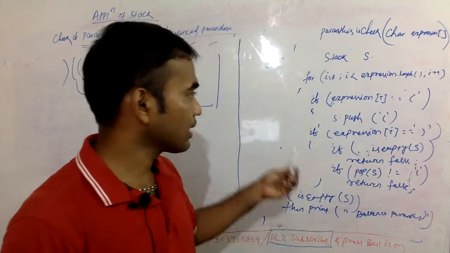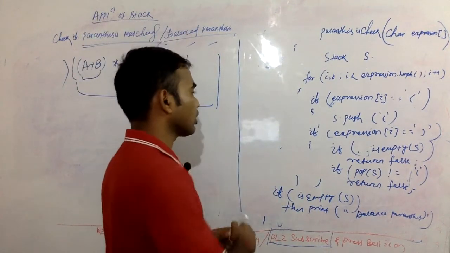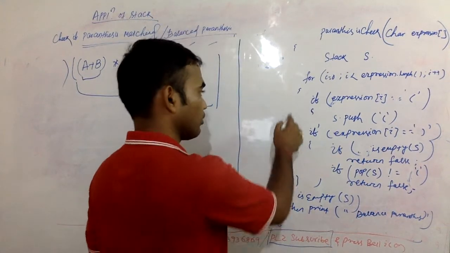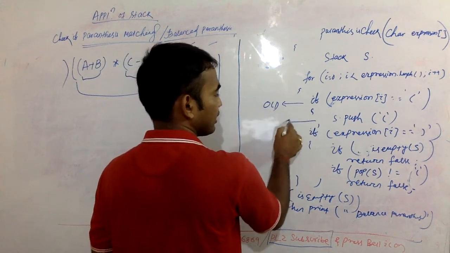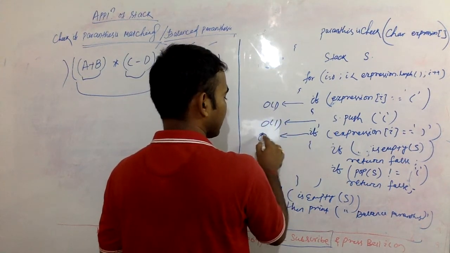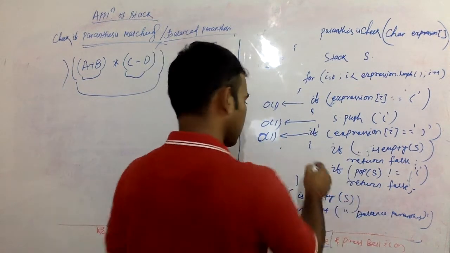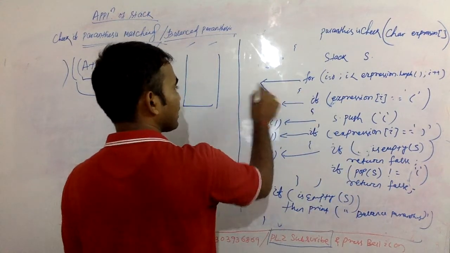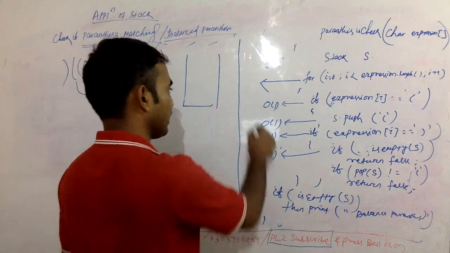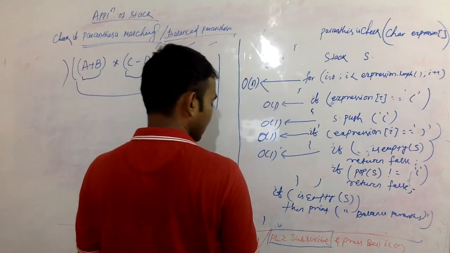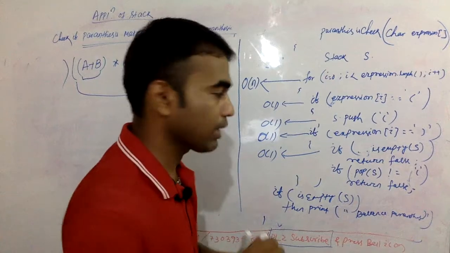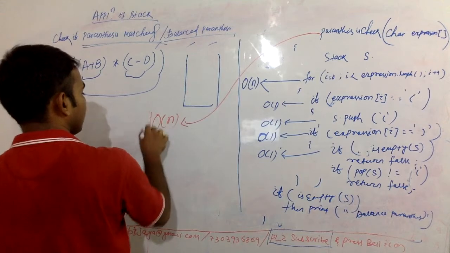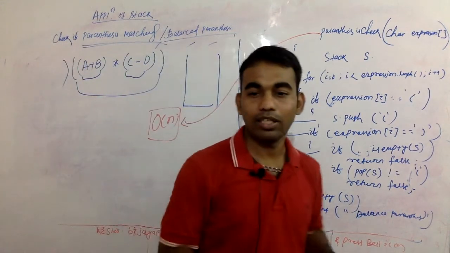Now the question comes: what is the time complexity of this particular algorithm? We know that push and pop, all the operations, are order of 1, right? Pushing is also order of 1, and checking is a single check, just an if condition, so this is order of 1. Everything is order of 1, so there is only the for loop, which is dominating, so this is going to be order of n. Then the total time complexity of this balanced parenthesis algorithm is order of n.